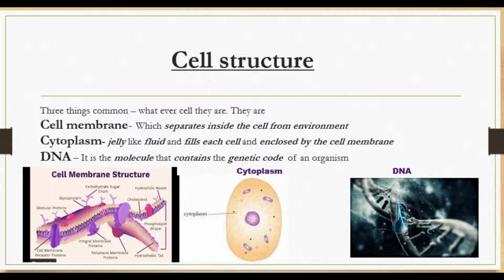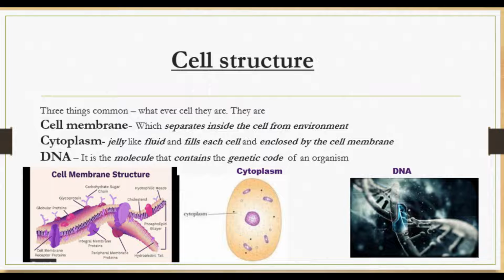And what about DNA? It is a molecule that contains the genetic code of an organism. What is the genetic code? It is a coding, like there is a binary code for a computer. Likewise, a code for an organism is provided. It is a hereditary factor. It is a factor that is received from your parents, from generation to generation. That's what we can call a genetic code or a hereditary factor.